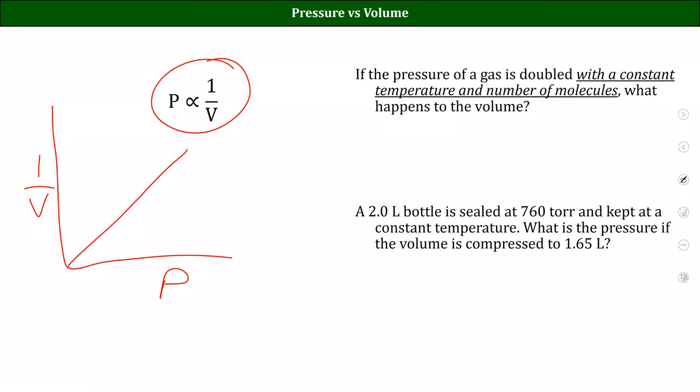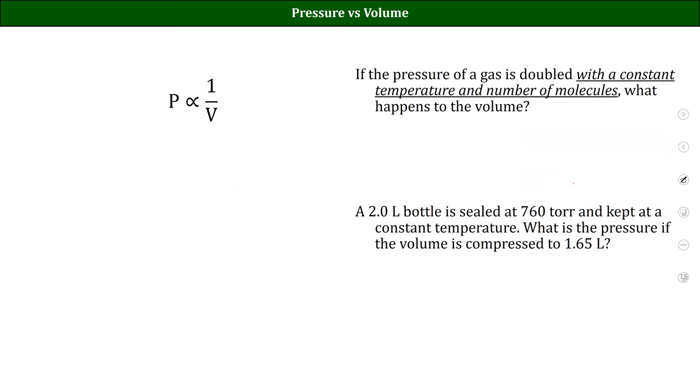So if we use M to represent the slope, what is the equation of this line going to look like? Y equals MX plus B. And what is B? In this case, if it's proportional, it means it goes through the origin. So what is B? Zero. So in other words, the equation for this line is just 1 over volume equals a constant times pressure, right? Which we can just rearrange. Pressure is equal to some constant times 1 over volume. That just switched the X and Y compared to the way I had it drawn there. But M is just some arbitrary constant, it doesn't really matter.